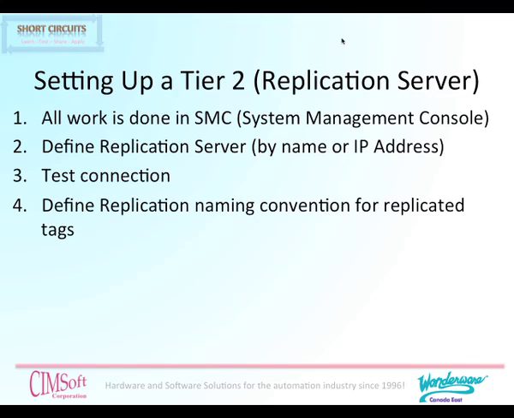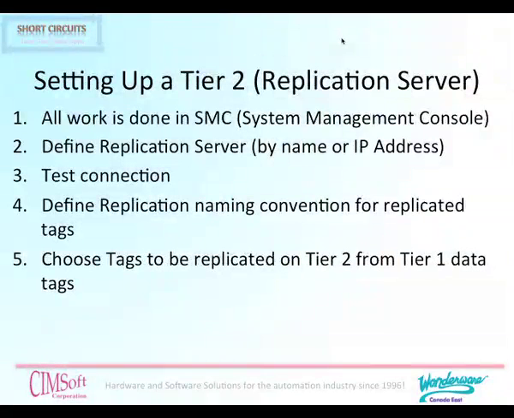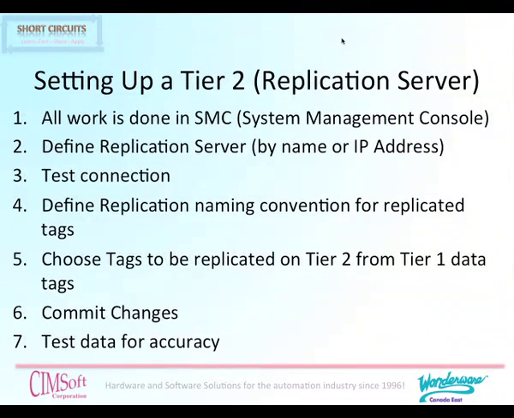This is to say that we do not want the tags on the Tier 2 historian to have the exact same name as the tags on the Tier 1 historian, as this could get quite confusing when defining reports. The next thing to do will be to choose the tags that are to be replicated on Tier 2 from the Tier 1 data tags. Then all we need to do is commit the changes to the historian, and after that we just test the data for accuracy to make sure that the data that's being replicated is as accurate as it has to be.